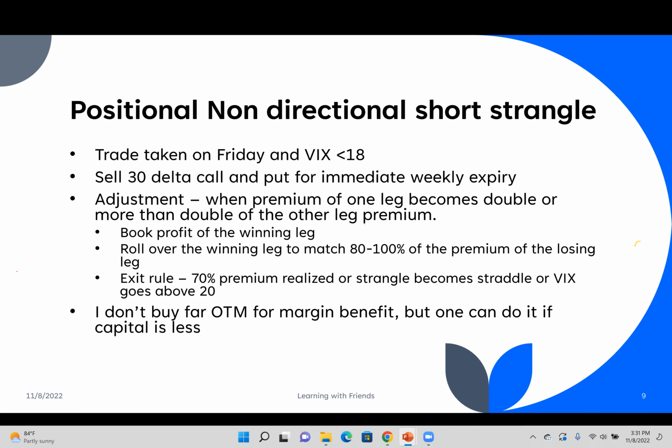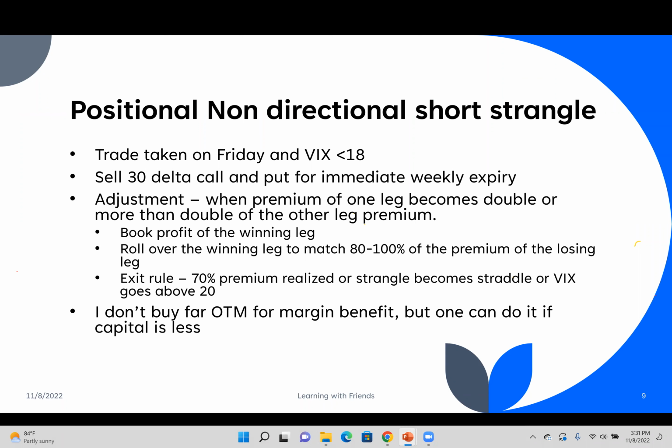Or by doing all that, now you start coming closer, right? I mean, earlier the strikes were, let's say, 500 points away. Once you start doing the adjustment, you start coming closer to the strike. If it becomes a straddle, you exit. Okay. I mean, I sometimes get into a reverse strangle and all, but I don't advise that.